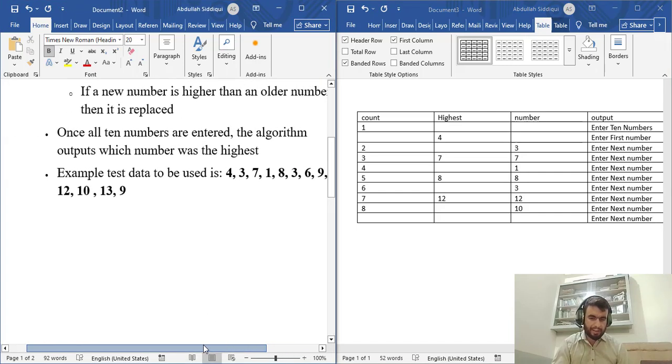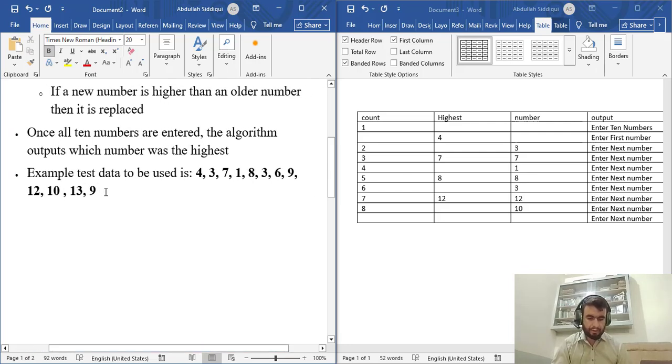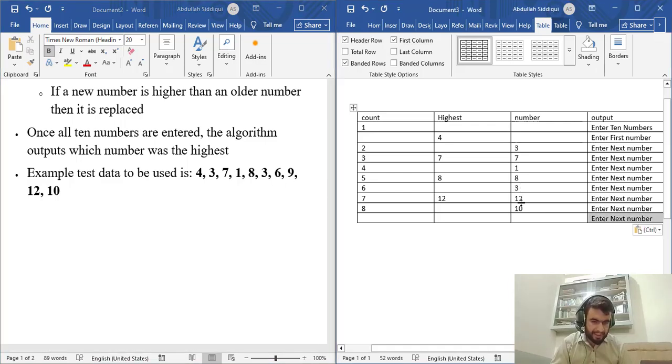Yes, there was some data which I have missed. Where I have missed the data, we have written the 8. After 8, we have 3. Then we have 6. In case of 6, we have to not write anything, because 6 is less than 8. Then we have 9. In case of 9, we have to replace the highest number with 9.